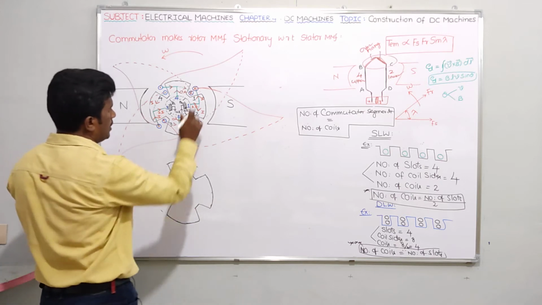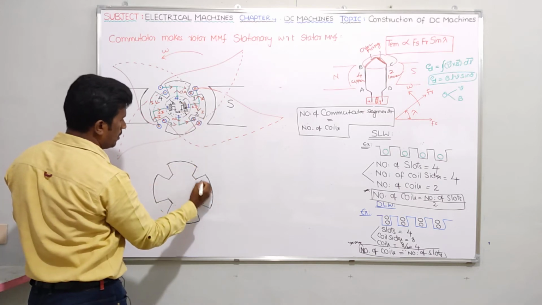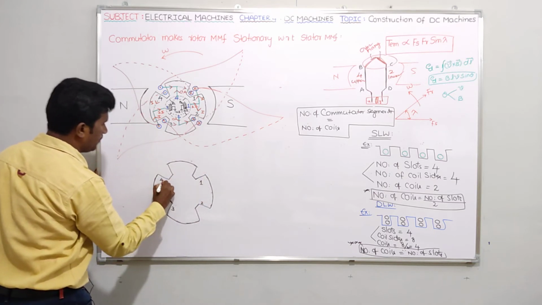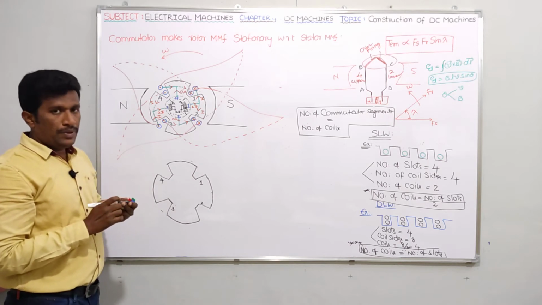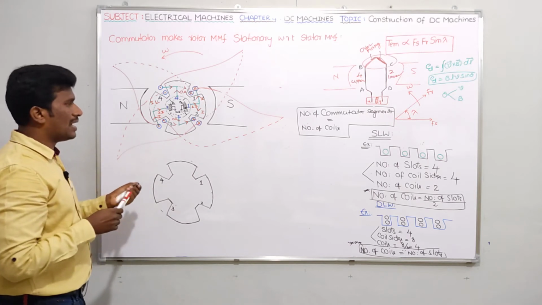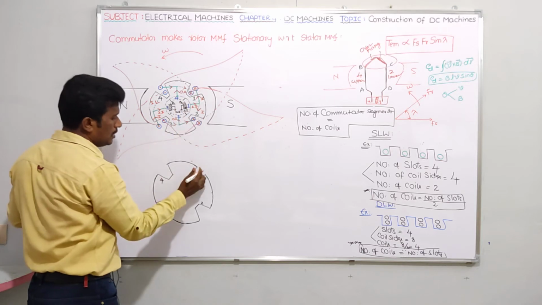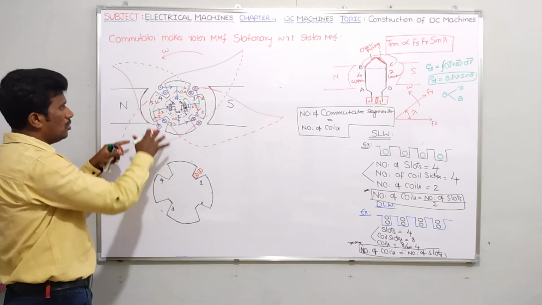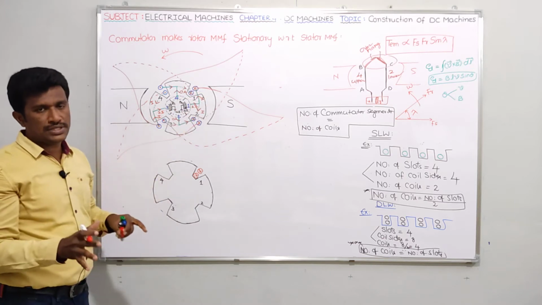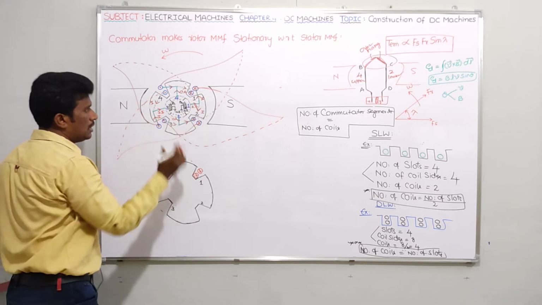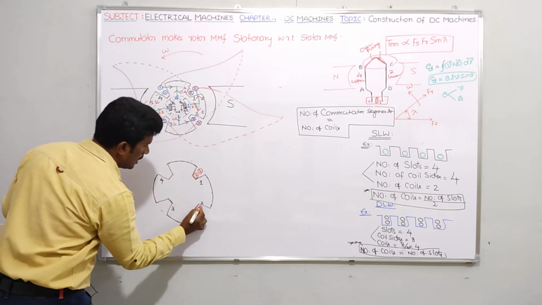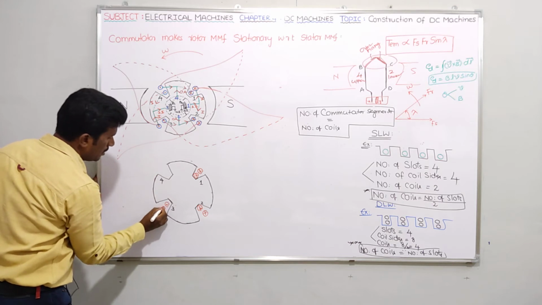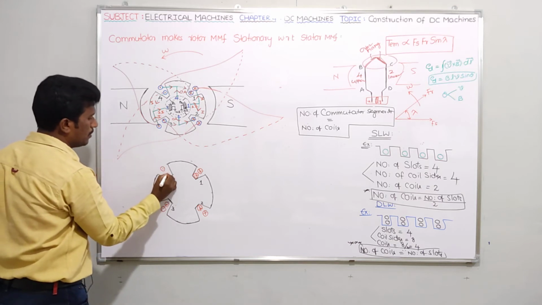Let me give numbering also, guys. Slot number 1, slot number 2, slot number 3, slot number 4. Now please tell me what is the direction of current in slot number 1: cross. I'm drawing separately, because if I show it here only, it will be difficult for you to understand. In slot number 2, once again cross. Slot number 3, dot. Slot number 4, once again dot.